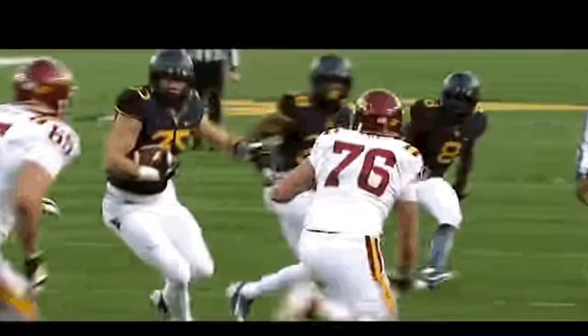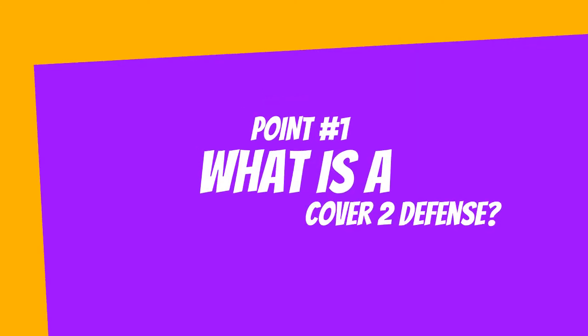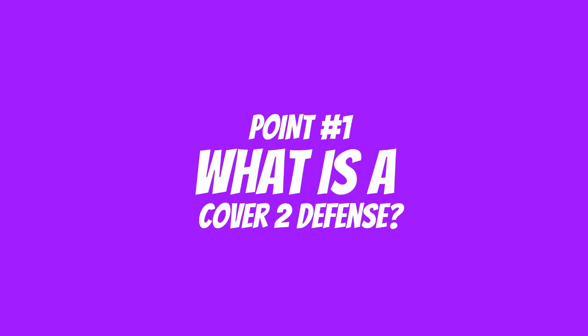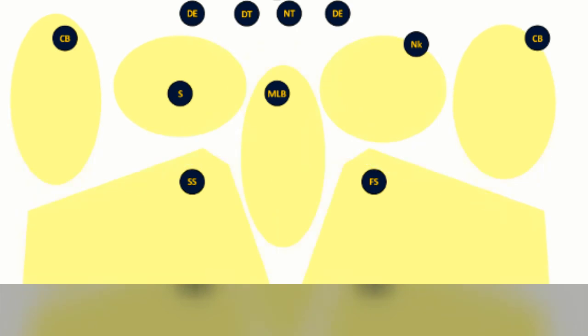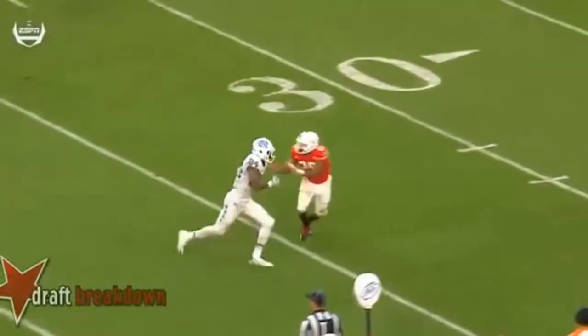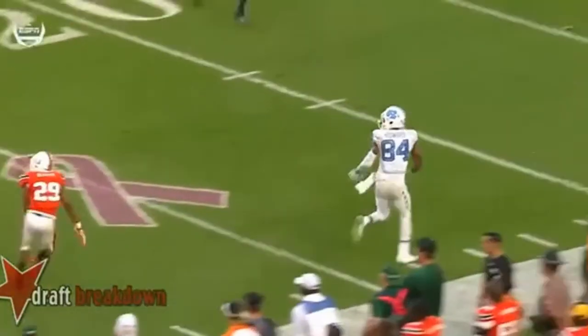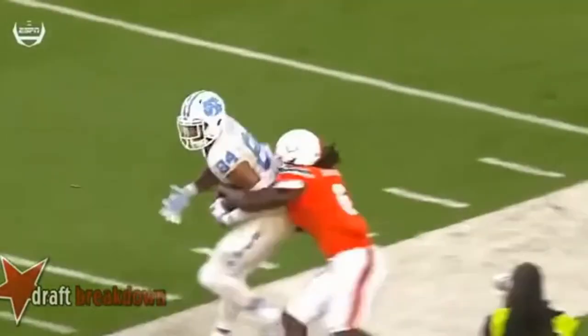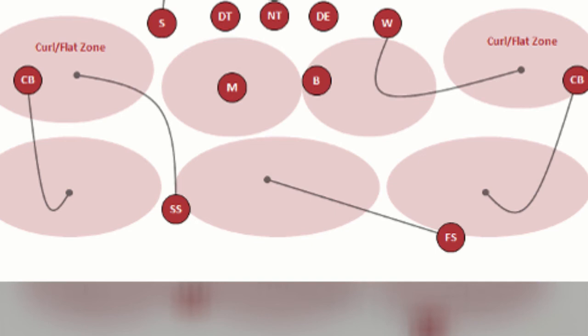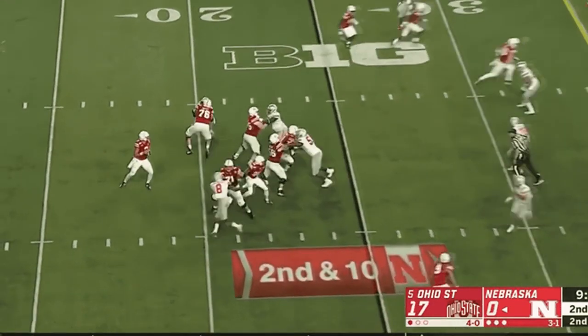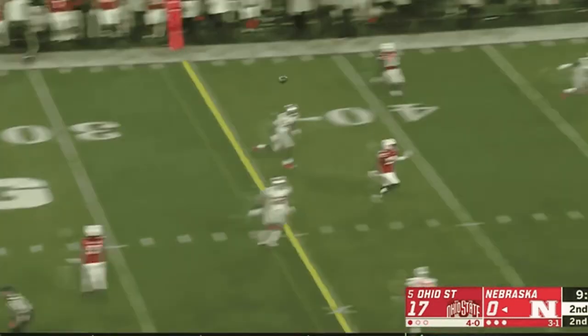So first and foremost, let's go over what a cover 2 defense is. A cover 2 defense is a deep coverage. It's basically a defense where there are two safeties, or two defenders back, and the deep coverage is split between two defenders, and each covers the deep half of the field. Whereas a cover 3 defense is a deep coverage split between three defenders, and each covers a deep third of the field.